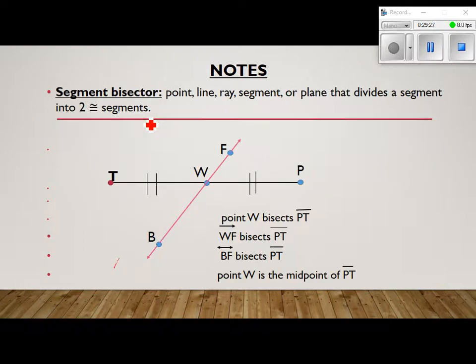Next one, a segment bisector. Does anybody know what the word bisect means? What do you do in biology class? You don't bisect, you what? Dissect. That means you take something into many parts. What's the prefix bi tell you? Putting them together, 2. You're taking something into 2 parts. So a segment bisector splits a segment into 2 congruent parts.